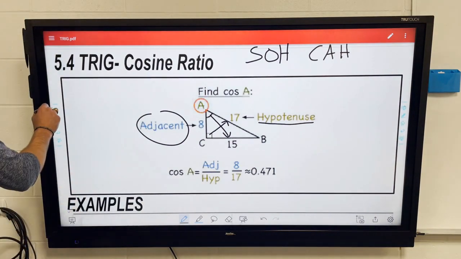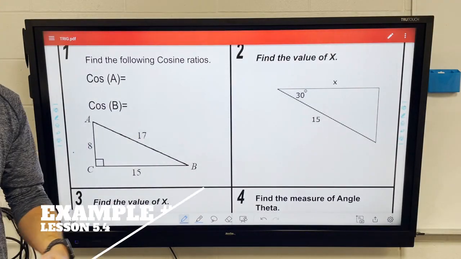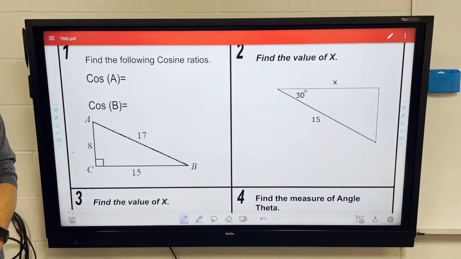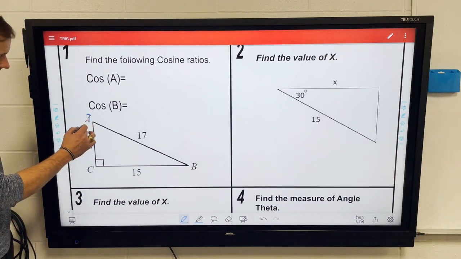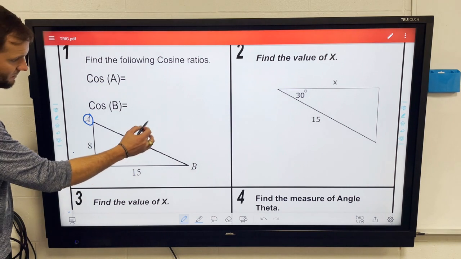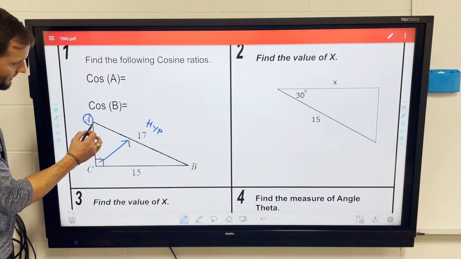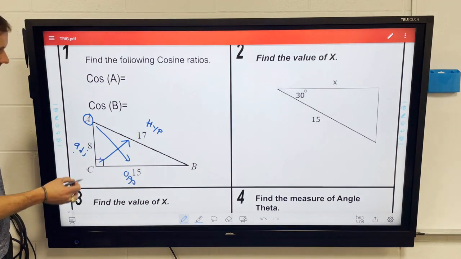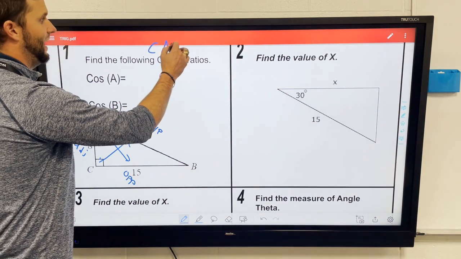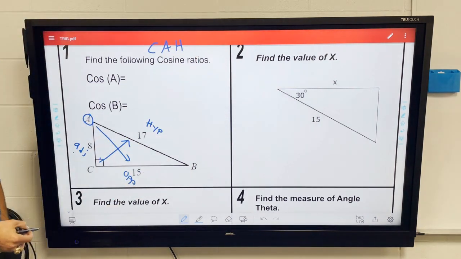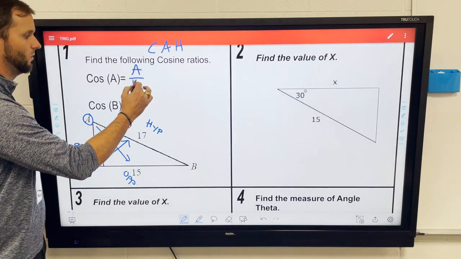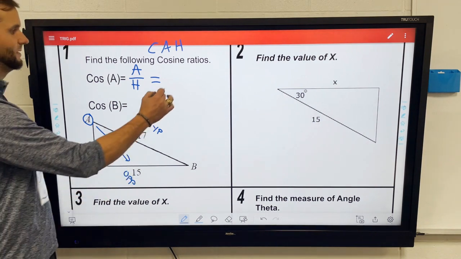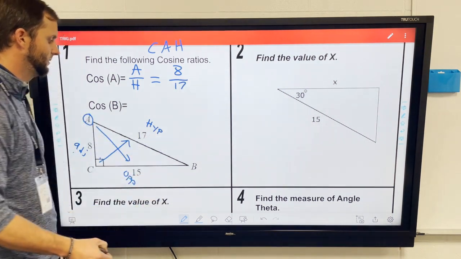So here we go. Right now it says find the following cosine ratios. The first thing it asks is what is the cosine of A? If I'm starting at A, I know that this is always going to be my hypotenuse. Opposite of my angle is going to be the opposite side, which makes my third side my adjacent side. I know cosine is CAH, so adjacent over hypotenuse. My adjacent side is 8 and my hypotenuse is 17. So that's going to be 8 over 17.